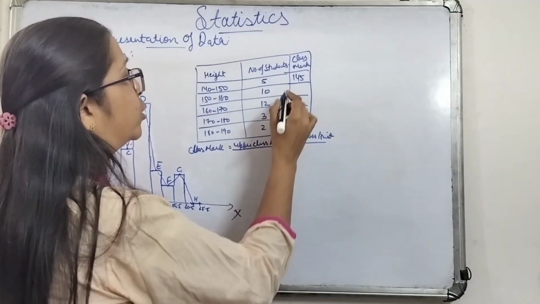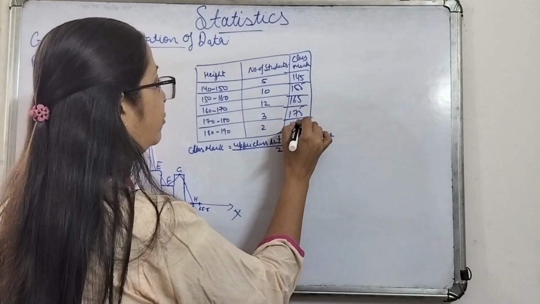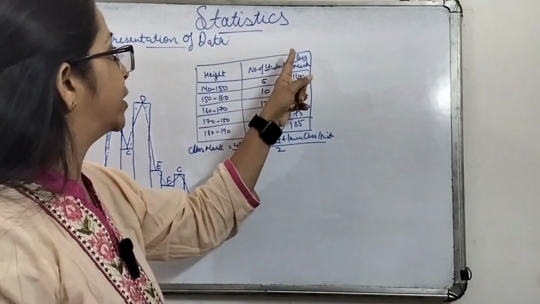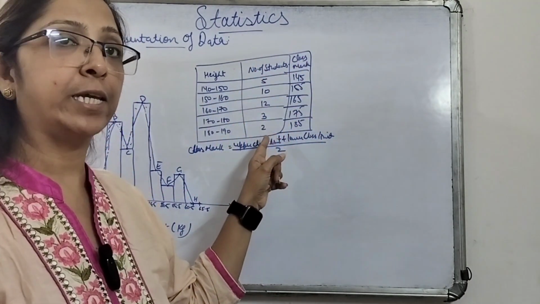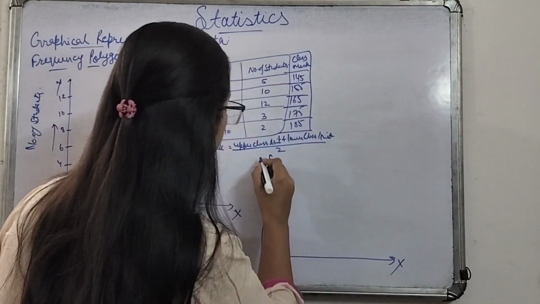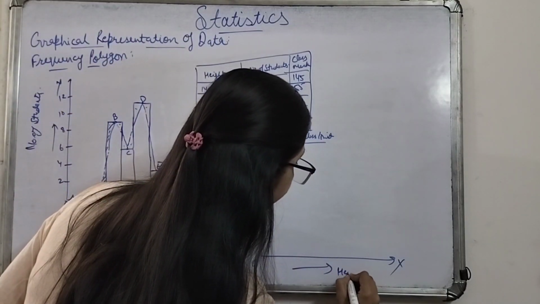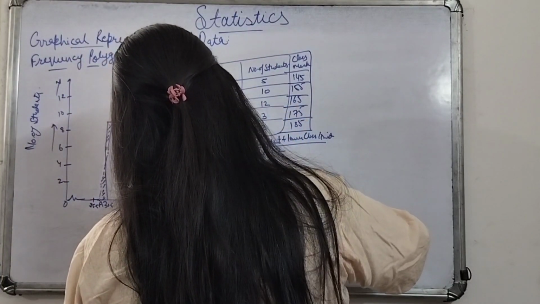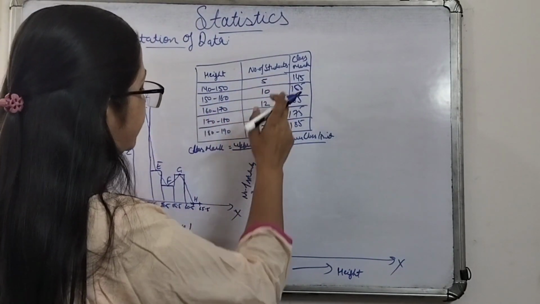150 plus 160 divided by 2 will be 155. It will be 165, it will be 175, and it will be 185. So instead of taking these as rectangular bars, we will be working with these class marks. We will take these class marks with these frequencies, and make the frequency polygon like this. This is the x-axis, this is the y-axis. Over here we'll take the height, and over here the number of students. See over here, your height does not start from 0.